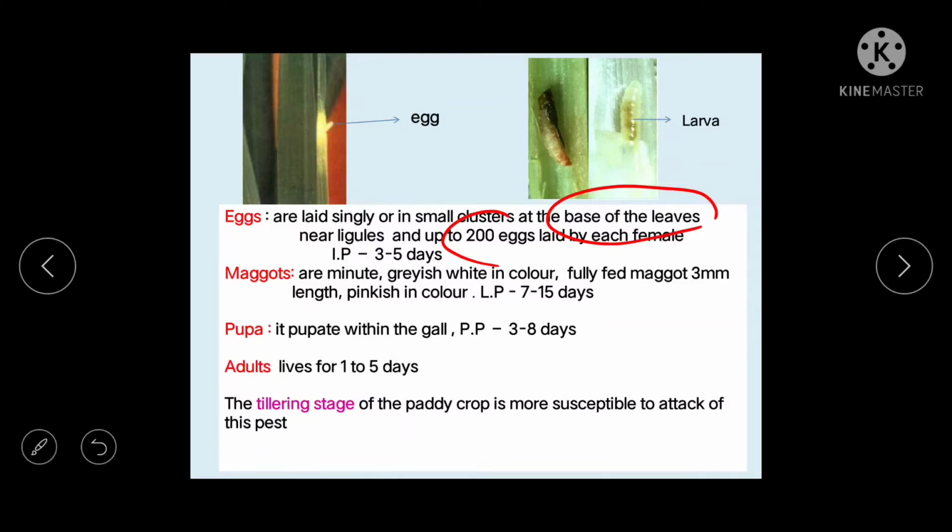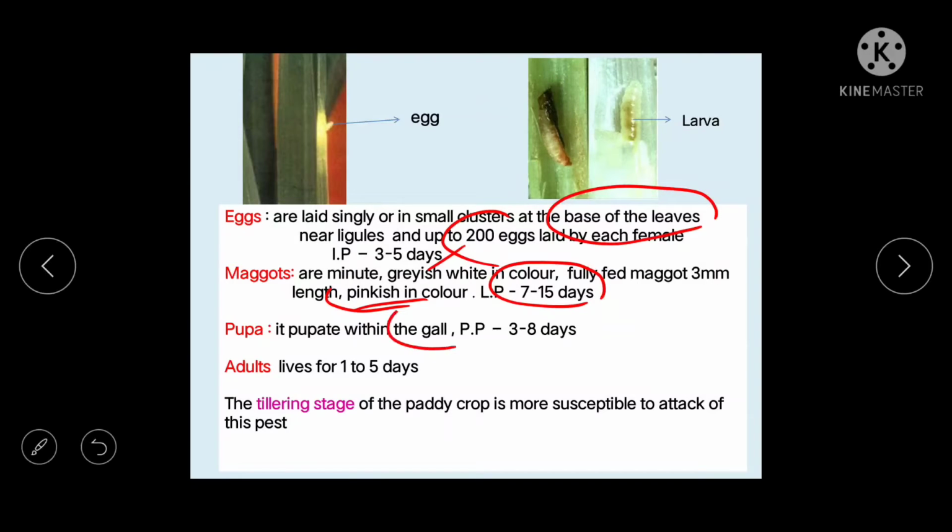Then the maggots are minute and grayish white in color. Fully fed maggots are 3 mm in length. So fully mature maggots will be about 3 mm in length and pinkish in color. Earlier they look grayish white, but when they are fully fed or fully matured, they look pinkish in color. And the larval period is 7 to 15 days.